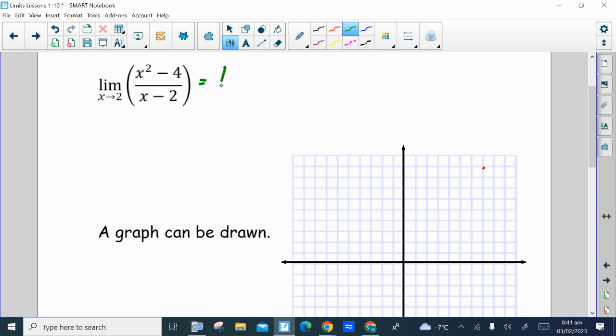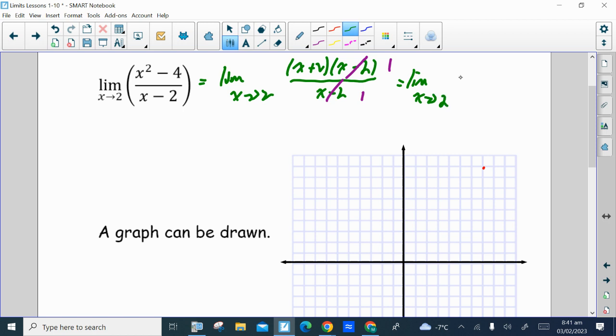If we factor, so we have the limit as x approaches 2. The numerator is a difference of squares, so we can factor that, x plus 2, x minus 2, all over x minus 2. And now you can divide top and bottom by a factor of x minus 2. Essentially, you're dividing them both by x minus 2, which leaves us a 1 on the top and a 1 on the bottom. And so we are left with the limit as x approaches 2 of just x plus 2.